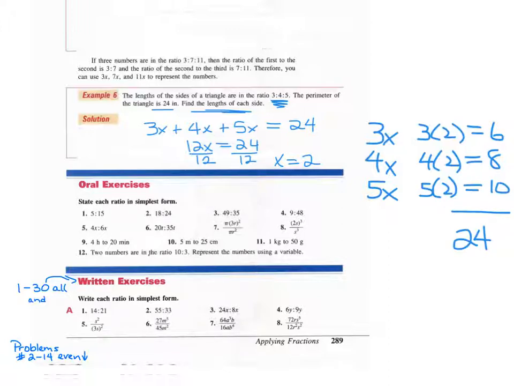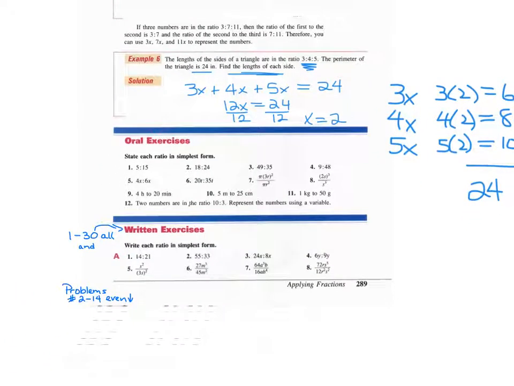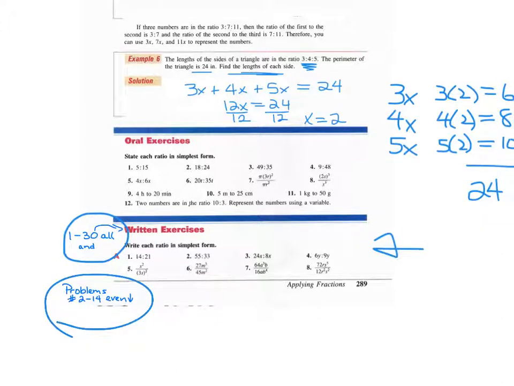So again, in the homework tonight, notice you have 1 through 30 all. That's practicing simplifying and converting. And then you also have the word problems, the problem solving, and you're doing 2 through 14 even. So again, here are the written exercises. The first 8 you're simplifying, all on the written exercises, and then 2 through 14 even on the problem solving.